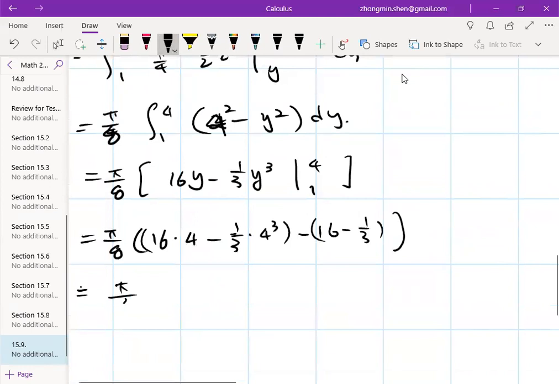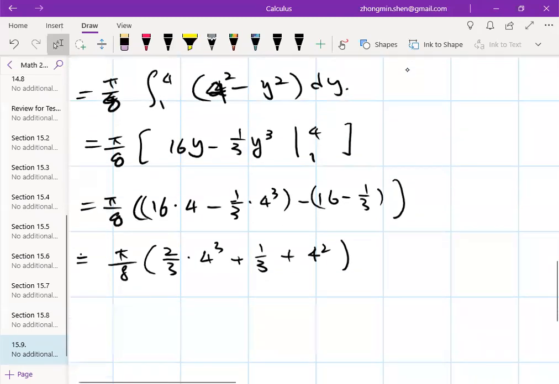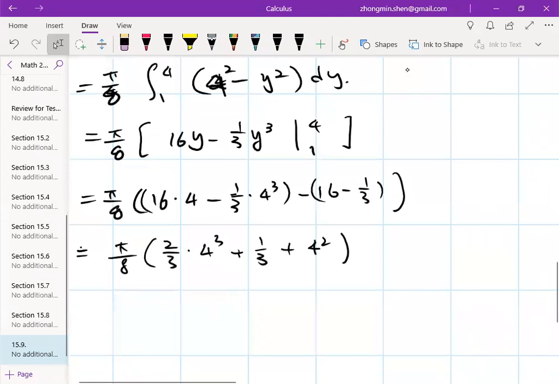The first part, 16 times 4 is 4 cubed, right? So it's 2/3 4 cubed, minus plus 1/3 plus 4 squared. Well, you can simplify this.